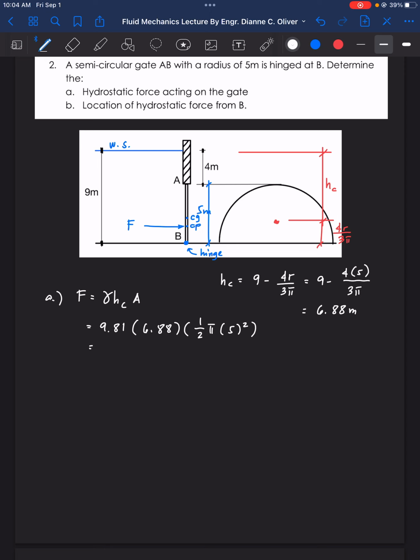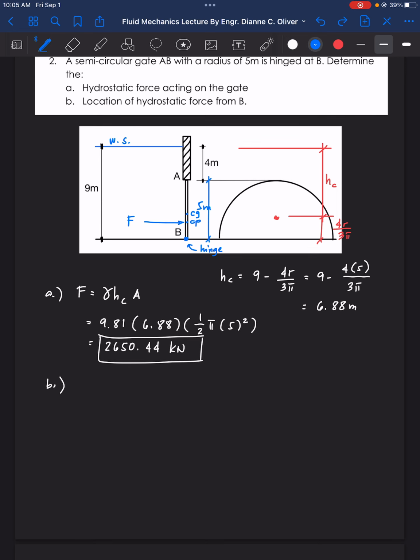That is 2650.44 kilonewton. Now let's go to letter B, location of the hydrostatic force from B. So our hydrostatic force here, F, location from the bottom. Our hydrostatic force is at the center of pressure.